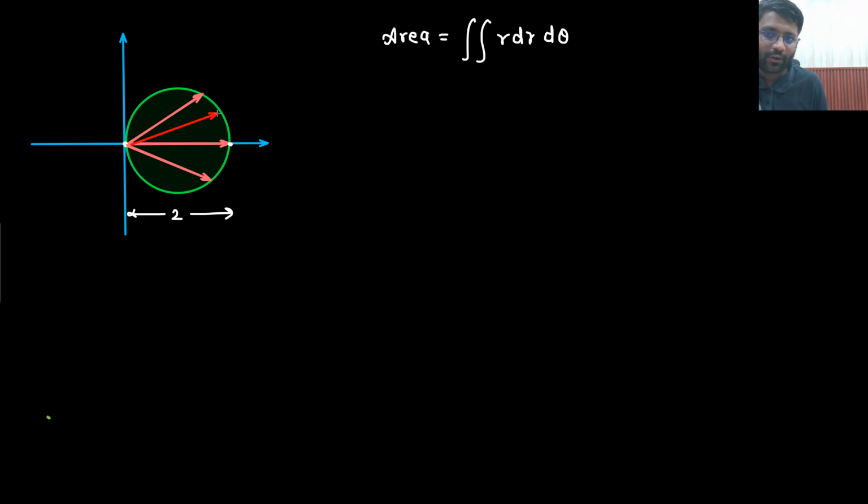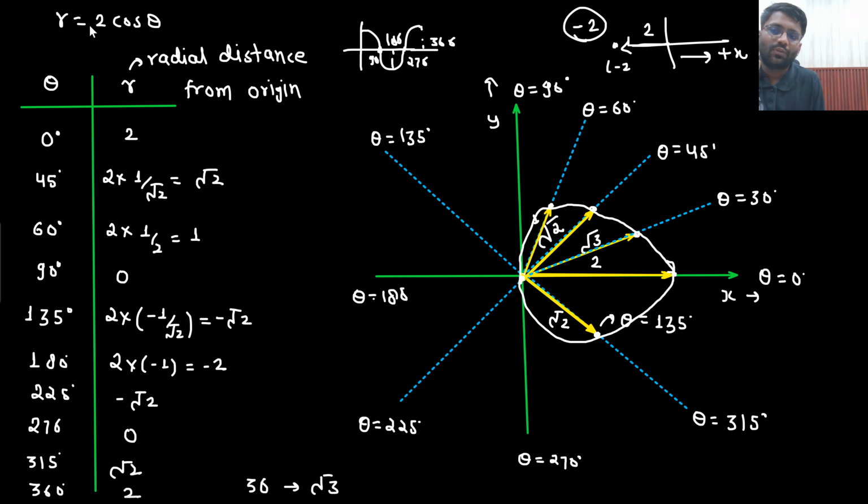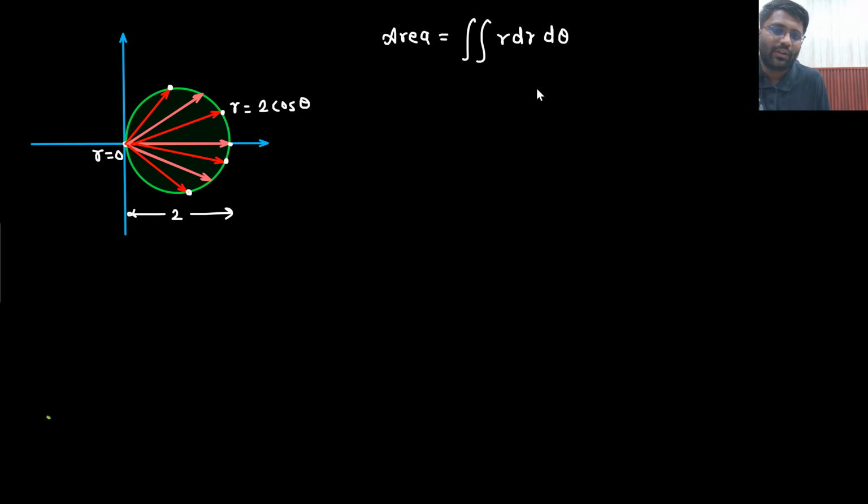From 0 till the end of the circle. So r is moving from r equals to 0 to, what is the value of r here? At all these points the value of r is nothing but 2 cos theta. So r is going from 0 to 2 cos theta. So the value of r is moving from 0 to 2 cos theta.